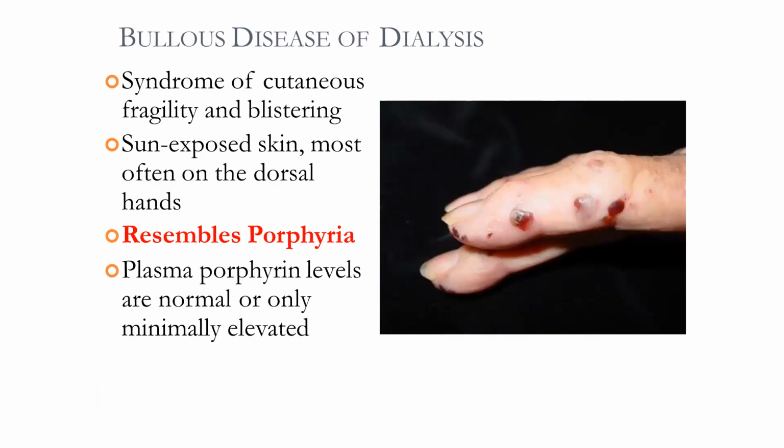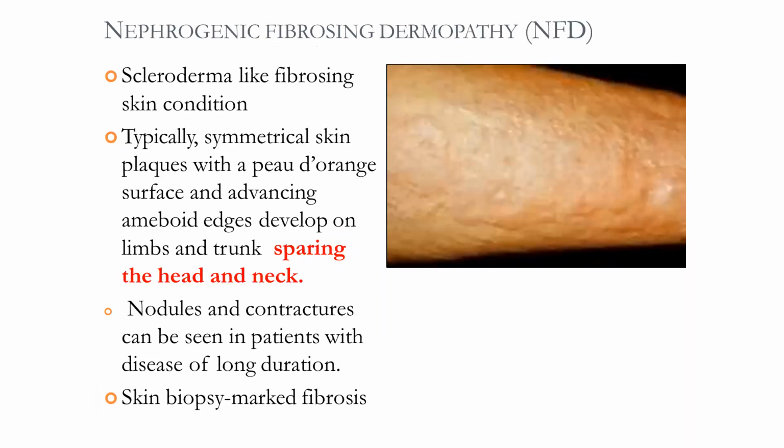Bullous disease of dialysis: a syndrome of cutaneous fragility and blistering on sun-exposed skin, most often on the dorsal hands, resembling porphyria. Plasma porphyrin levels are normal or only minimally elevated. This is the differentiating point to distinguish between porphyria and bullous disease of dialysis. Nephrogenic fibrosing dermopathy, a scleroderma-like skin condition, usually spares the head and neck, which is the most common finding in early scleroderma. Nodules and contractures can be seen, and skin biopsy shows fibrosis.